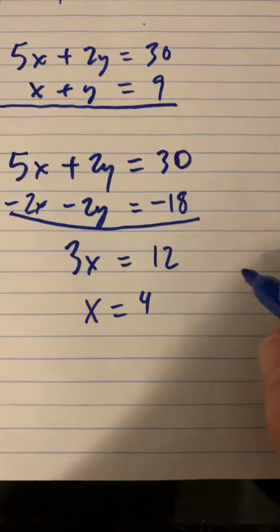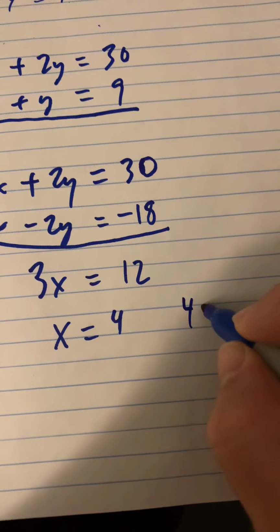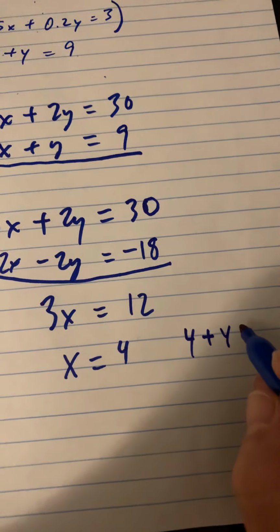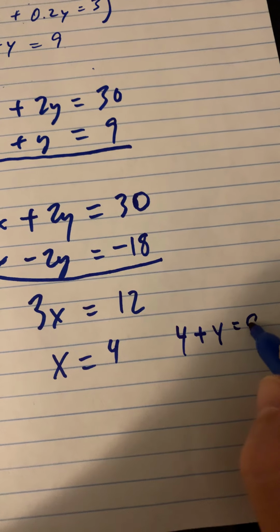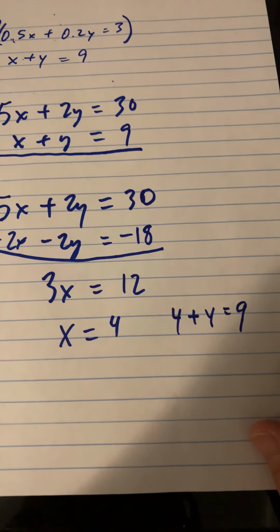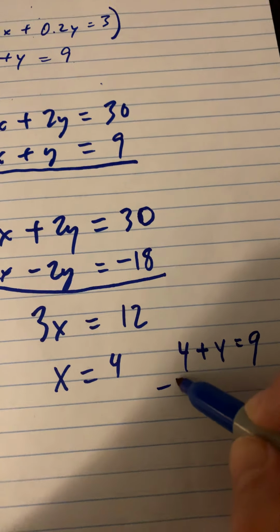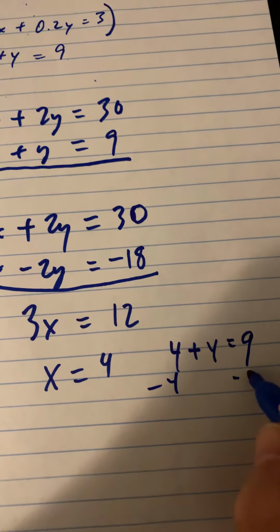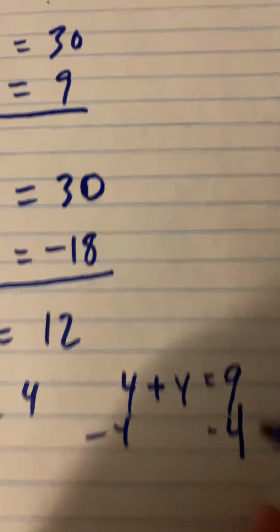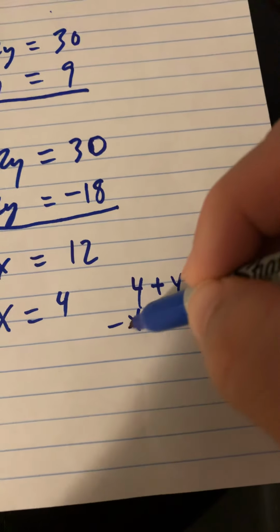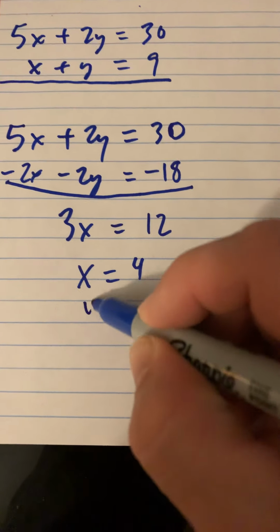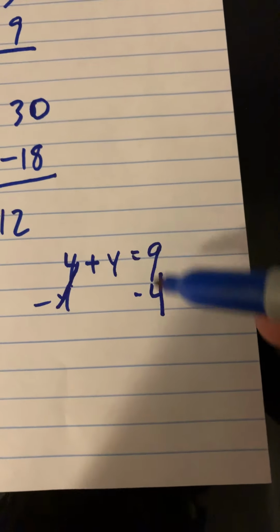So 4 plus y equals 9. Subtract 4. When we do that, the 4's cancel. y equals, what does y equal? y equals 9 minus 4, which is 5.